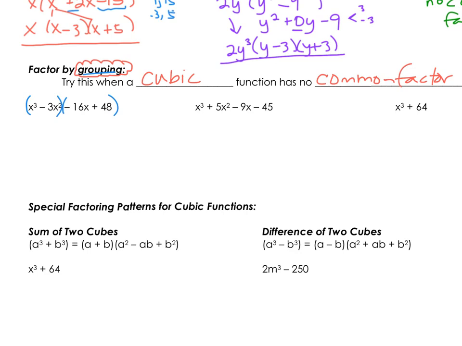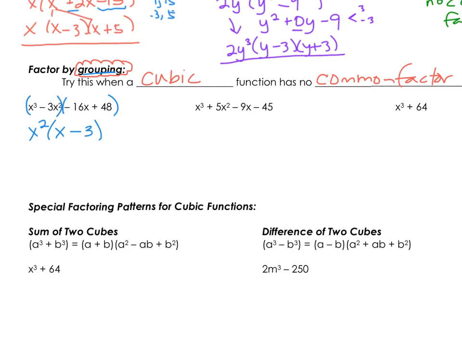X cubed minus 3x squared. We have an x squared in common that we could take out of both of them. If we take x squared out of x cubed, there's an x left over. And then minus 3x squared, if we take the x squared out, we have minus 3 left over.